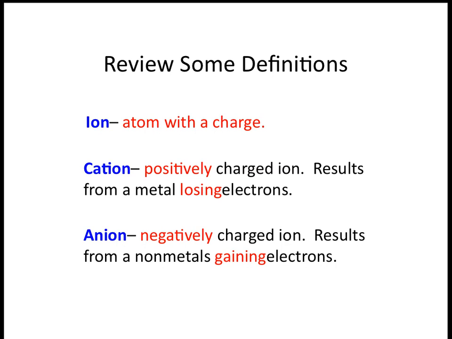That means that it does not have equal numbers of protons and electrons. A cation is positively charged because it will have more protons than electrons. That is because a metal loses electrons. An anion is negatively charged. It will have more electrons than protons, and that's because nonmetals generally gain electrons.